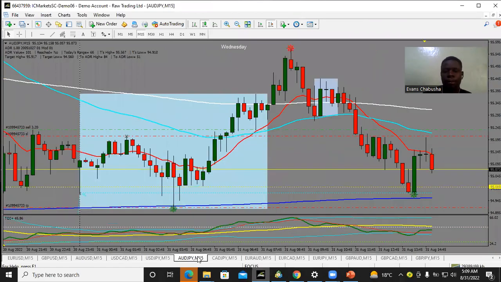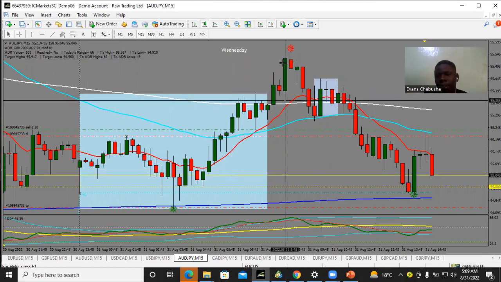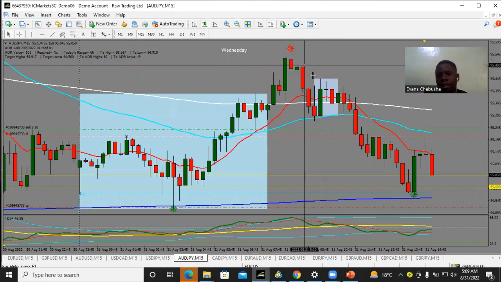Okay, so I shared this setup. Let me just check the time that I posted it. I shared it at exactly 10:59, saying keep an eye on this pair. So I was referring to this setup, which is here.